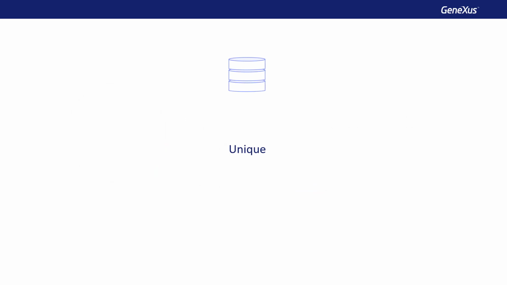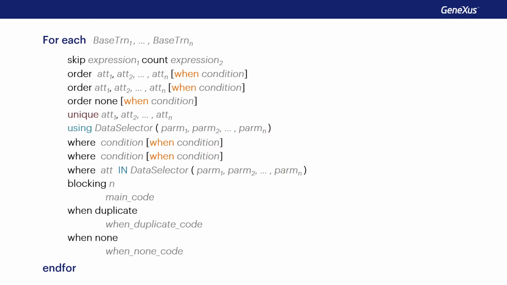We'll discuss in some detail the unique clause applied to the forEach command, knowing that it can also be used in groups of data providers and grids with a base table. Here we see it among the other clauses of the forEach.